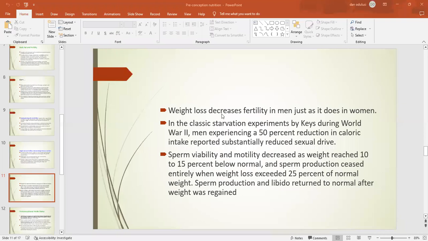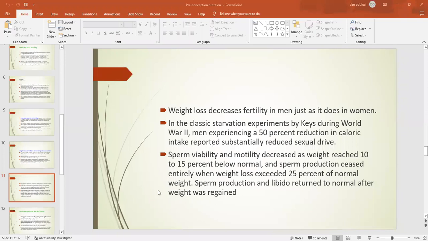So here, weight loss decreases fertility in men just as it does in women. In the classic starvation experiments, which are derived from our reference book, talking about World War II experiences, men experiencing a 50% reduction in caloric intake reported substantially reduced sexual drive. Sperm viability and motility decreased as weight reached 10 to 15% below normal, and sperm production ceased entirely when weight loss exceeded 25% of the normal weight.